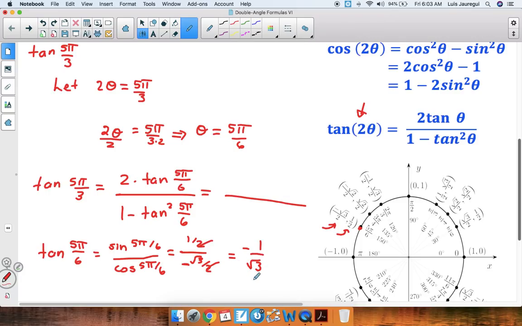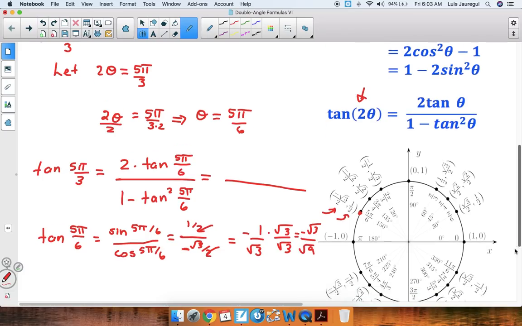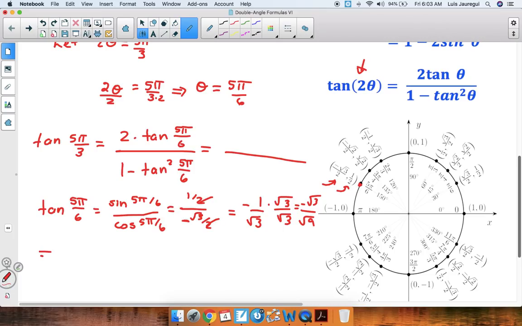Now, we don't want an irrational number as a denominator, so let's rationalize this expression by multiplying by 1 in the form square root of 3 over the square root of 3. So this becomes negative square root of 3 over the square root of 9. This implies that tangent of 5 pi over 6 is equal to negative square root of 3 over the square root of 9, but the square root of 9 is 3.